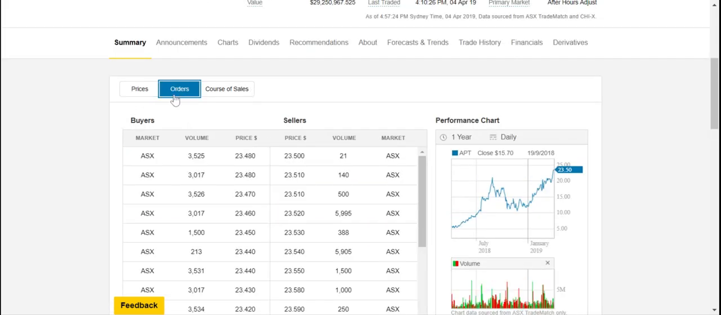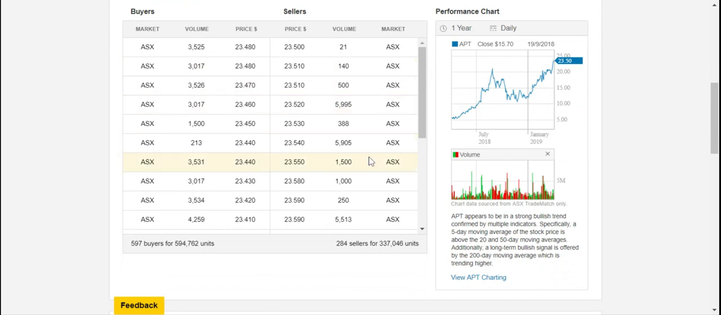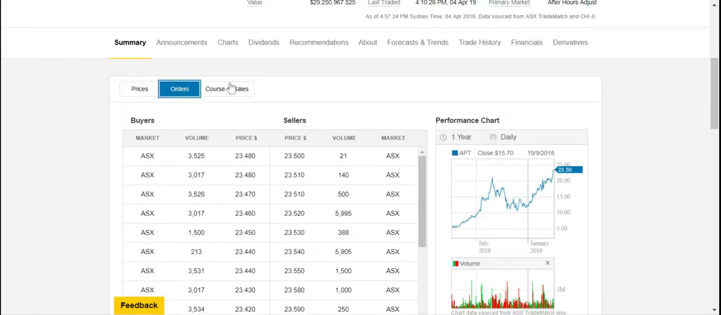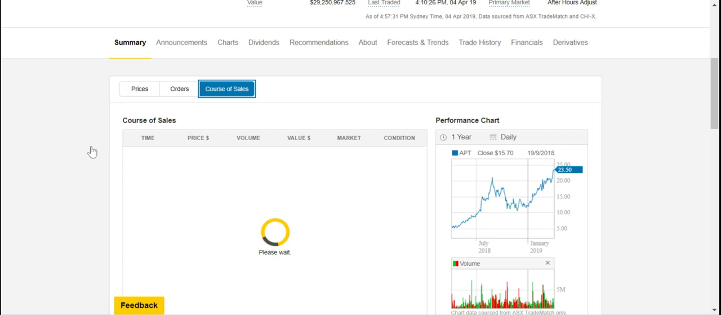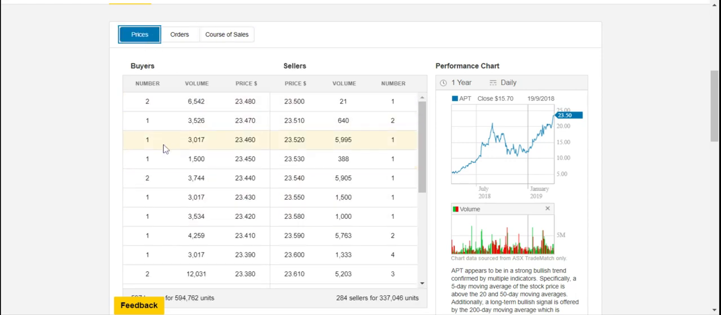If you click on orders, you can see again what's been going through, course of sales, same deal. You can see what's been happening as it's been occurring. I don't really use these two screens much. It's interesting to download a CSV of it. I don't know why you would, but some people might like it.